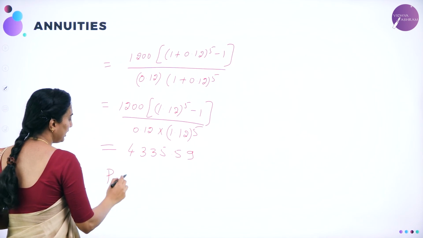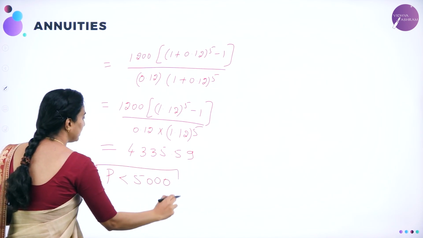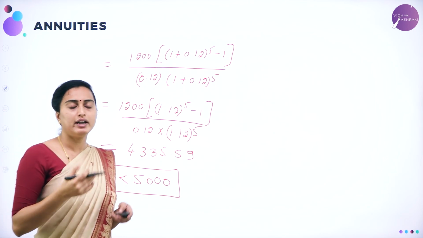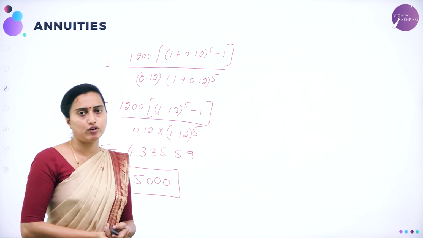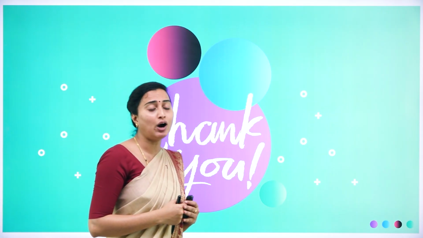So, therefore, P is lesser than 5,000 because the actual amount of the machine is 5,000. So, it is better to take a lease for 5 years at 12% per annum. I hope you got this one, how to calculate the present value of the annuity immediate by the formula.